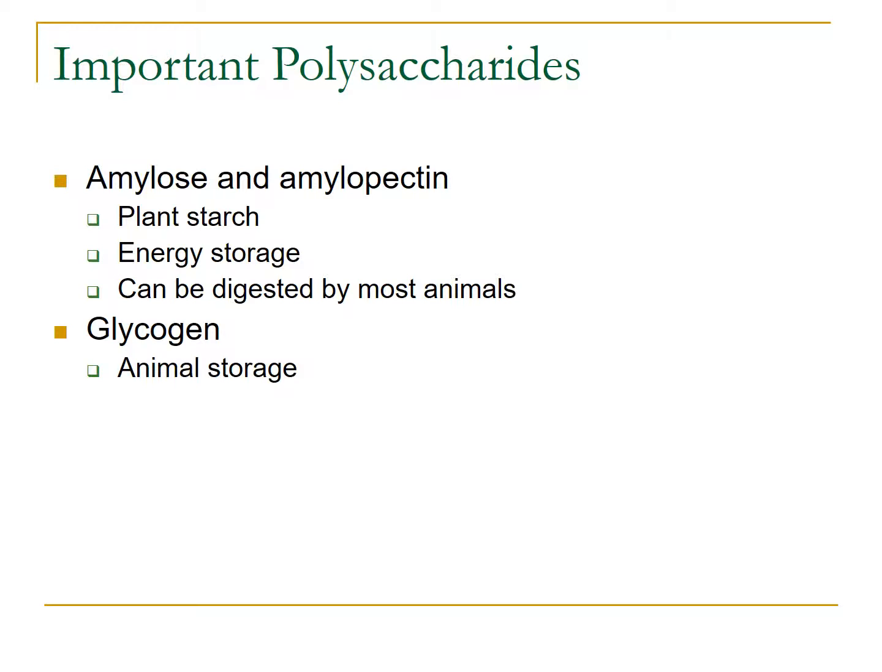Glycogen is another form of polysaccharide that animals can generate within their own bodies. So animals can take, if you have, say, an overabundance of sugar in your body, simple sugar molecules, your body can convert those to a type of starch or a type of polysaccharide called glycogen, and store that sugar in your body. And so glycogen is a way that animals store sugars in the form of a polymer.